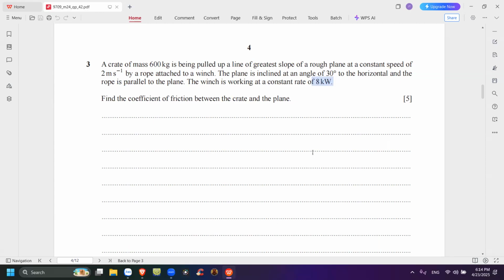Why is it friction force? Oh no, it's the driving force. It's the driving force of the winch. Yeah, it's a driving force. Nó là cái lực kéo của cái winch nha. Nó là lực kéo của cái máy kéo này.